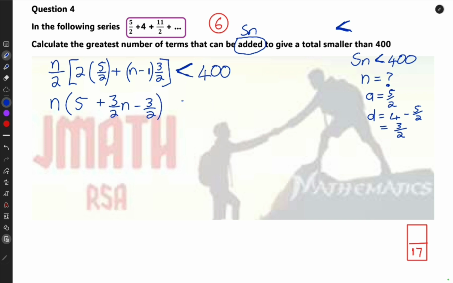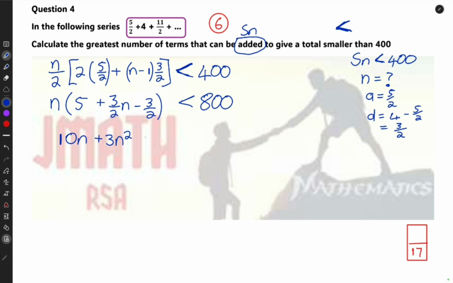Let me just move it a bit closer. Okay, I can see I'm going to end up with a trinomial, but there's still fractions. I don't like fractions, so I'm going to multiply the n in, but I'm also going to multiply everything by 2. So the 5 times 2 is going to give me 10n. Then 3 over 2 times 2 is just going to give me a 3n. I'm multiplying the n in, n squared.